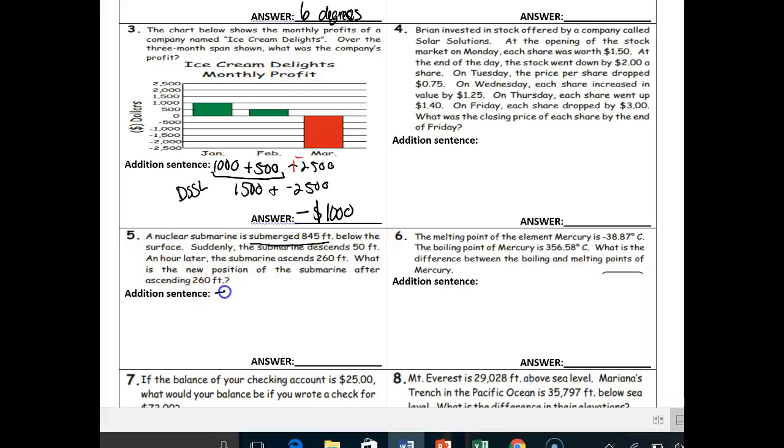Number 5, a nuclear submarine is submerged 845 feet below the surface. Submerged means it's underneath, so negative 845. Suddenly, the submarine descends 50 feet, so it's going down 50 feet. An hour later, the submarine ascends, going up 260 feet. What is the new position of the submarine after ascending 260 feet? So this is not saying another plus 260. It's just saying, all right, after it did this, what's the new position?